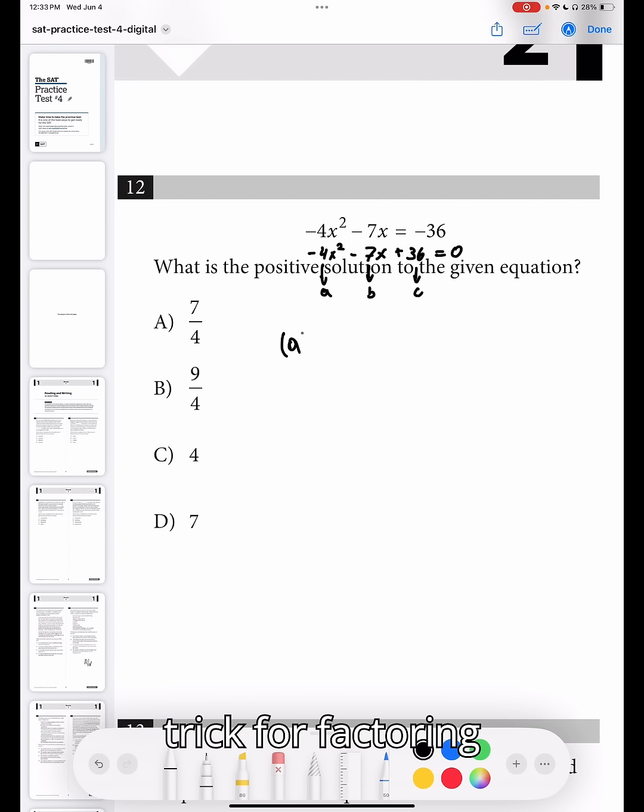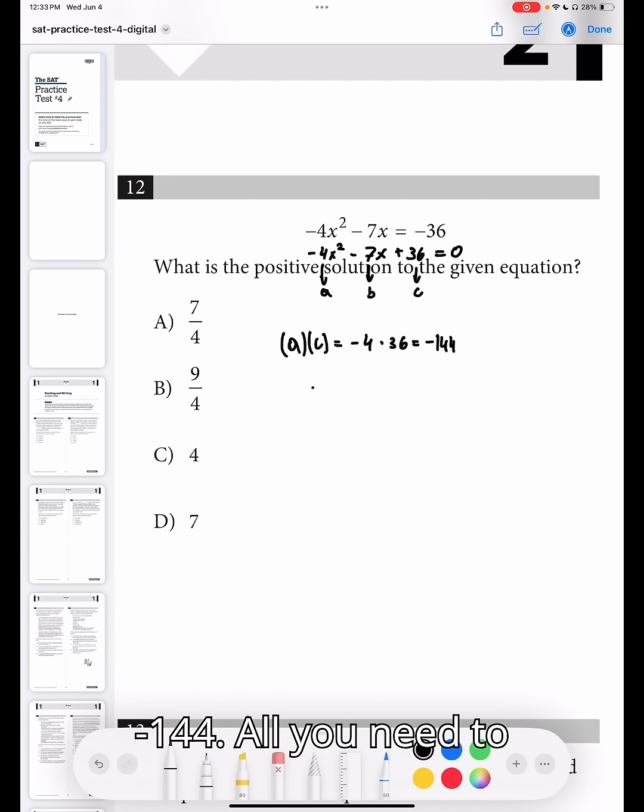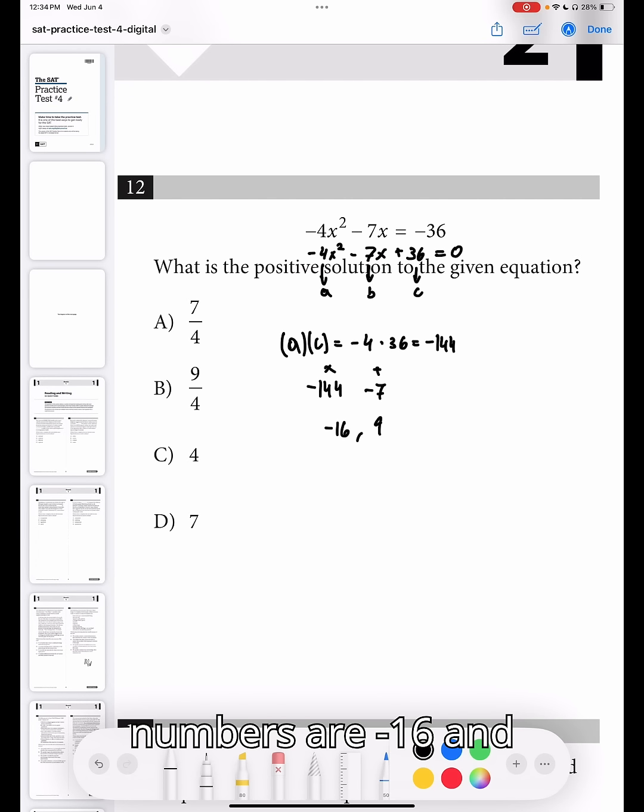The neat trick for factoring is that if you have a times c, which is negative 4 times 36, which is negative 144, all you need to do to factor it is find a number that multiplies to negative 144 and then adds to our b value, negative 7. To save time, those numbers are negative 16 and 9.